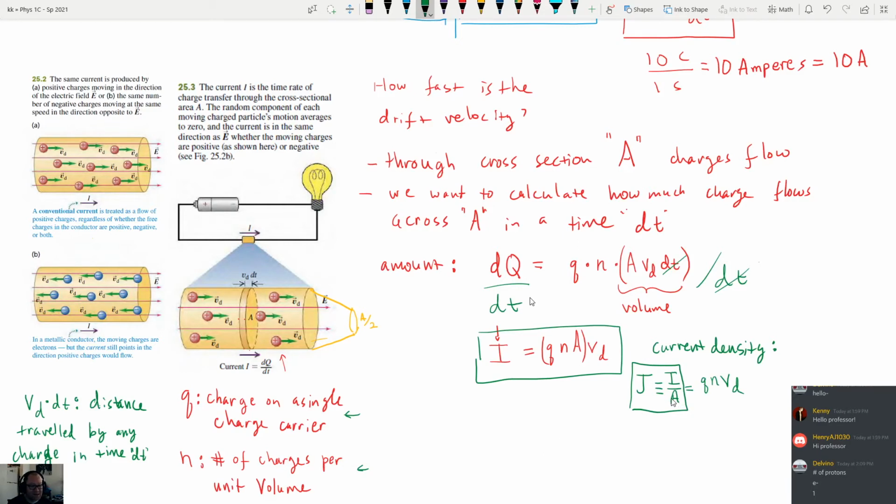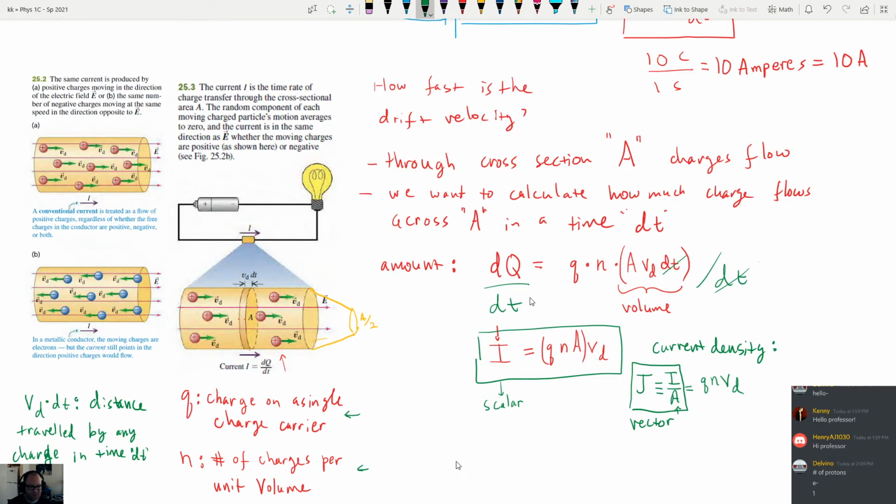And current density is actually a vector, okay? So current is a scalar. It can be positive or negative, but it's just a scalar, okay? Current density is a vector. And the direction of the current density is actually related to the direction of the area vector, okay?